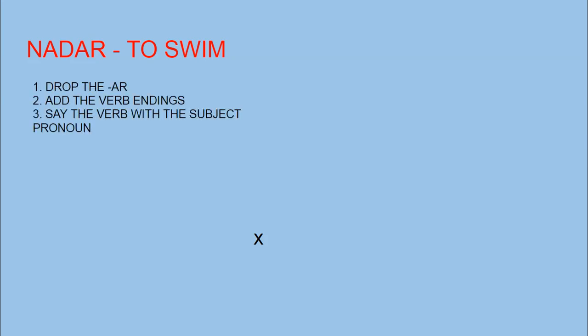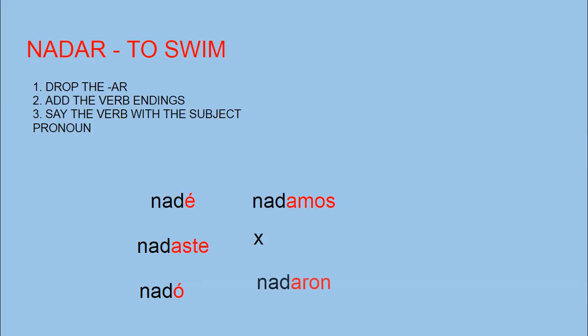So let's practice. We'll do nadar. Nadar means to swim. So first, we have to drop the AR, and then we add the verb endings. So let's say the verb, I'll say the subject pronouns. So yo nadé. Tú nadaste. Él nadó. Nosotros nadamos. Ellos nadaron.